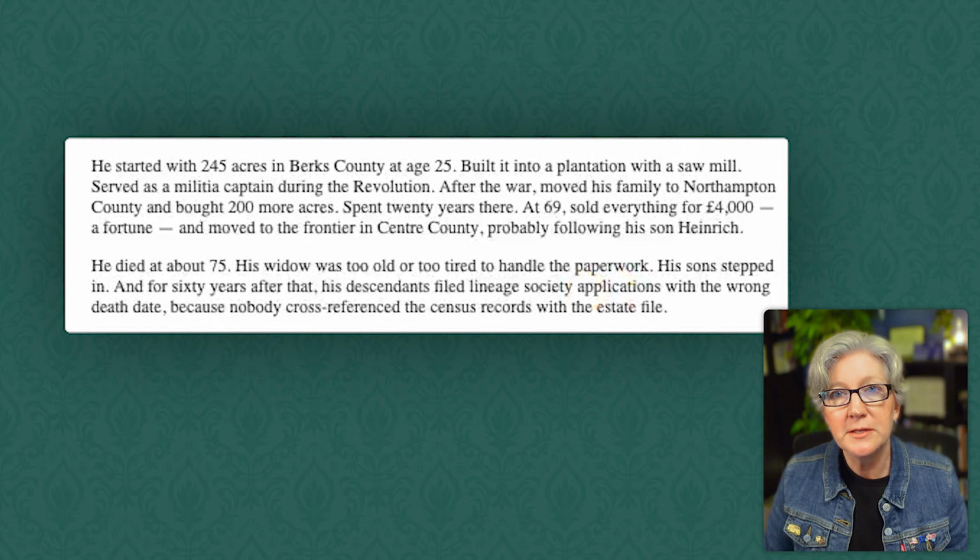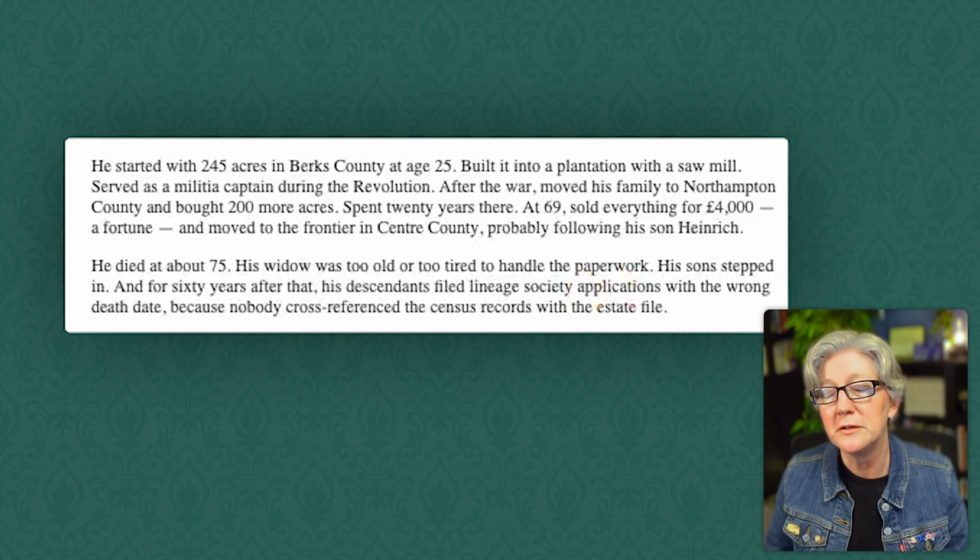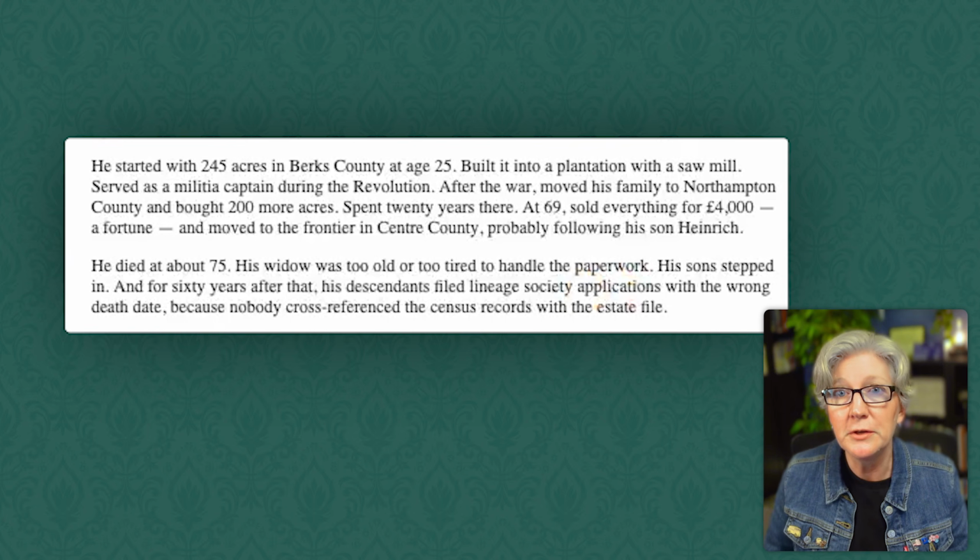He died at about age 75, and his widow, Catherine, was either unable to handle the paperwork or unwilling, and his sons stepped in and handled the estate distribution. His descendants, who later filed those SAR and DAR lineage society applications, just never lined up the estate records with the census records and the other details about Stephen in order to get it right when they filed. Those lineage society applications were conflicting because nobody actually looked at all the records together like I just did.